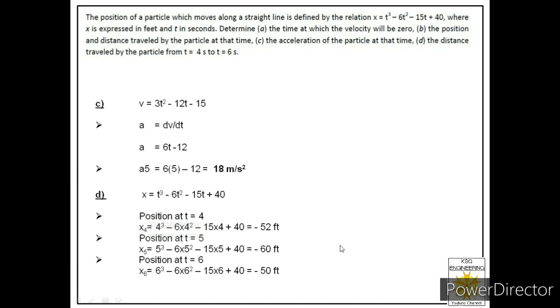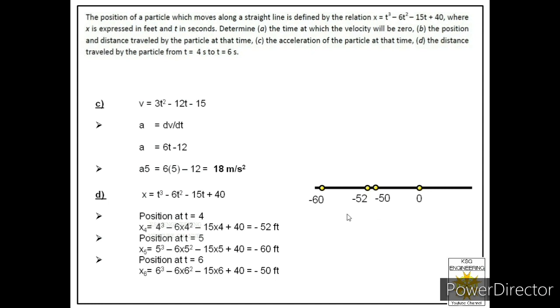So for that, let us draw a scale over here. So this is a line, and let us locate the origin on that line. And now let us locate the position of the particle at time equal to 4 seconds. So the particle was at minus 52 feet, means on the left of the zero. Let us mark minus 52, and then the particle was at minus 60 feet at time equal to 5, minus 60. Then the particle was at minus 50 at time equal to 6 seconds. So it means now the particle started moving towards right. So the particle was at minus 50.